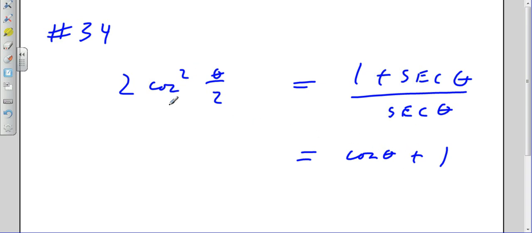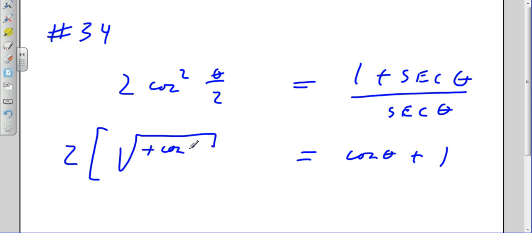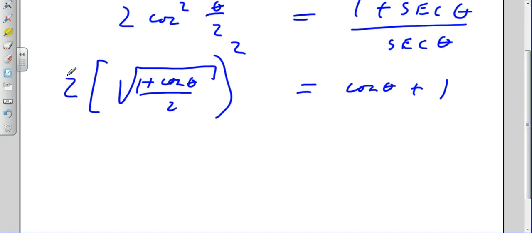This is the squaring of the half function. Okay, so we're going to square the half function of the cosine. So we're going to go 2 times the square root of 1 plus cosine theta divided by 2, and we're going to square that. Well, isn't that convenient? The 2's go away, and we have cosine theta plus 1 is equal to cosine theta plus 1, and we are done.